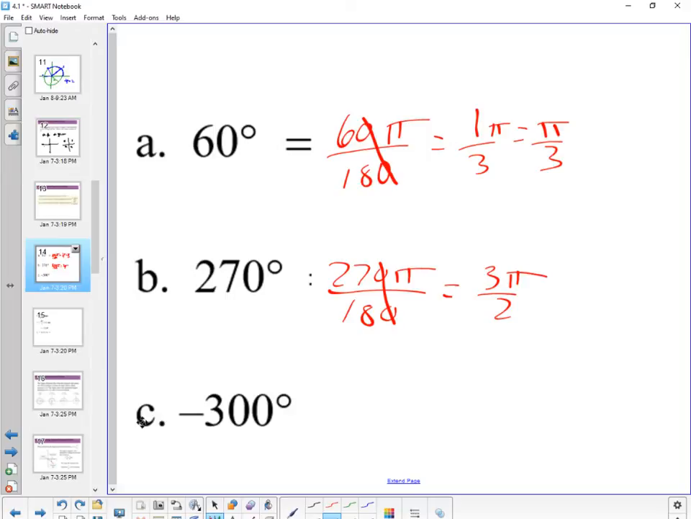You can't do that? And then here, 300 pi over 180. What is that? 15, 5 over 3.